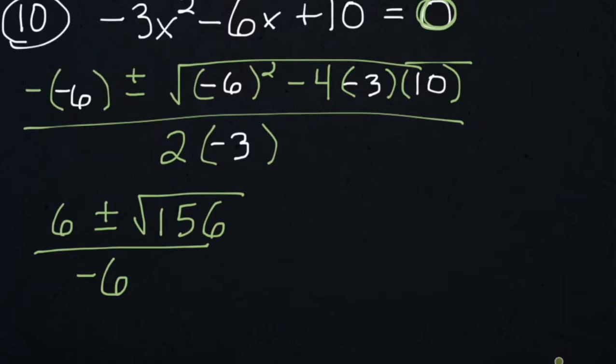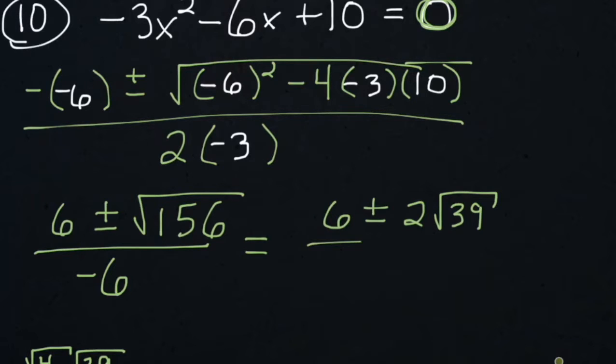156 is not a perfect square, so I have to break it down. It is, however, divisible by 4. It's the square root of 4 times the square root of 39. I know, I'm crazy for knowing that, but that's okay. So let's simplify. I have 6 plus or minus 2 square roots of 39 divided by negative 6.